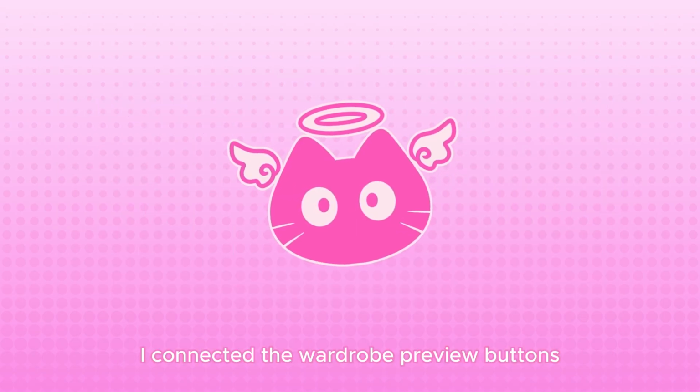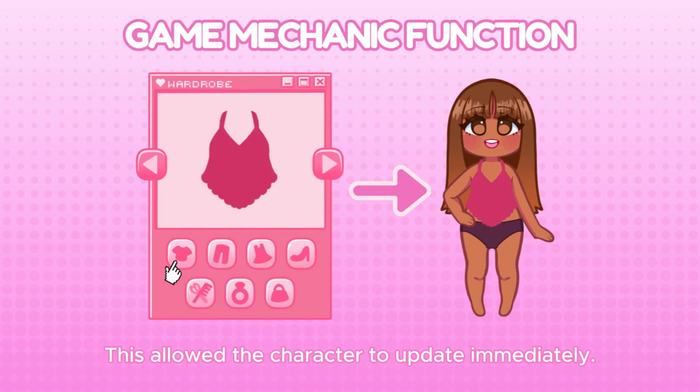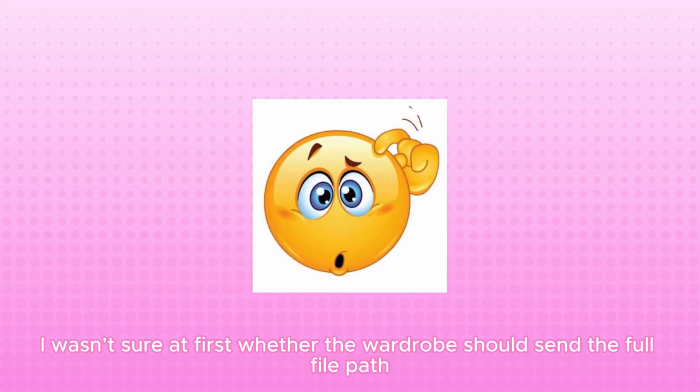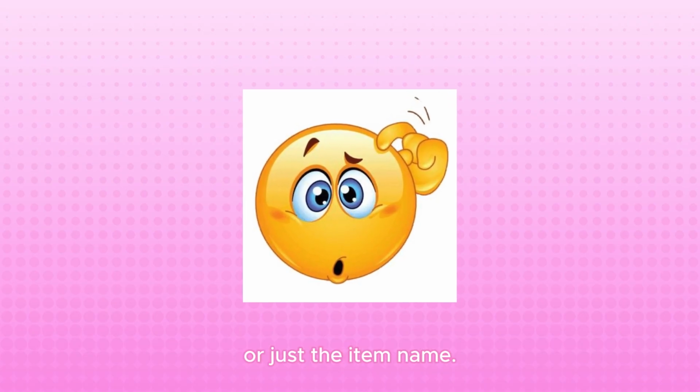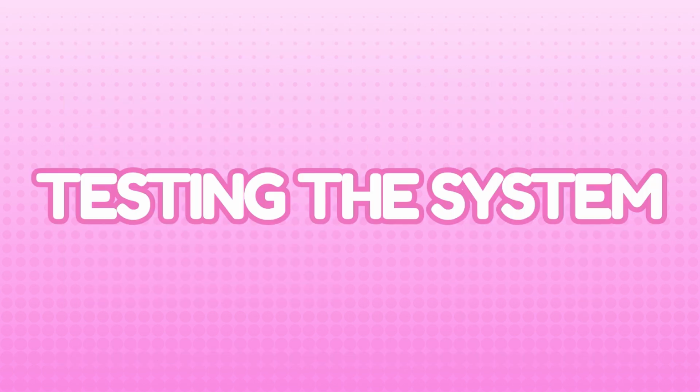I connected the wardrobe preview buttons so that clicking an item sends the clothing name to the sprite script. This allows the character to update immediately. I wasn't sure at first whether the wardrobe should send a full file path or just the item name. I eventually simplified it so the sprite script handles the path.